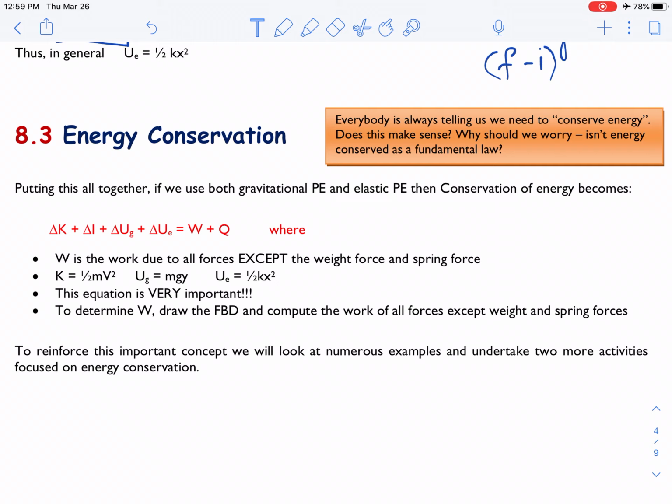Next thing, I want to quickly go over this before the example. So energy conservation, and we've been really applying this anyhow, so we are looking at this in more detail now. We say that we need to conserve energy. So I'm kind of reading here. Does this make sense? Why should we worry? Isn't energy conserved as a fundamental? So energy is always conserved, okay? And this is the reason.